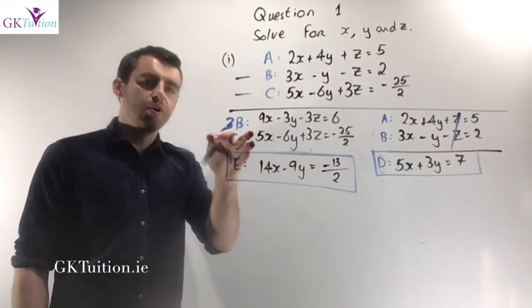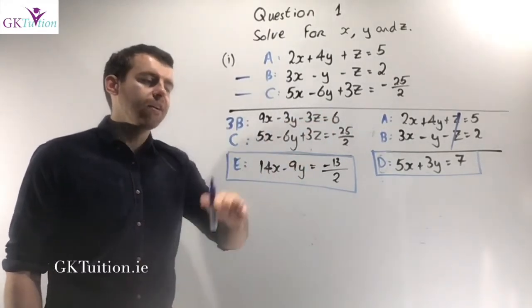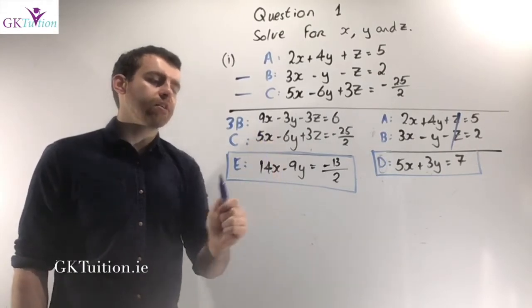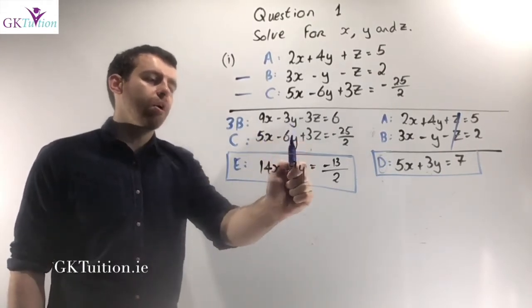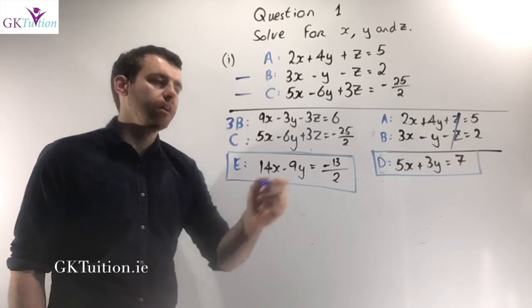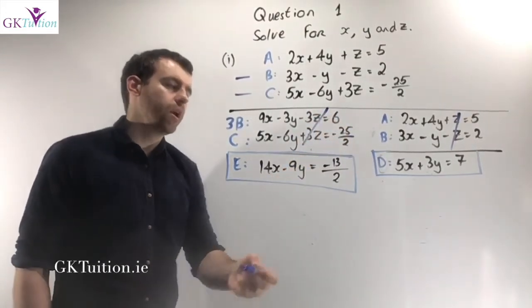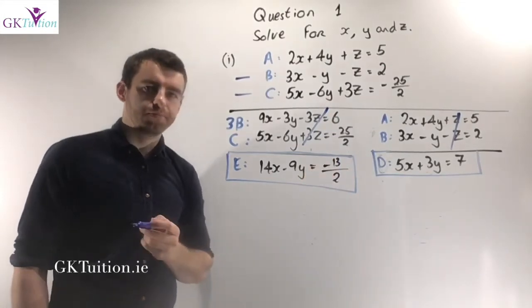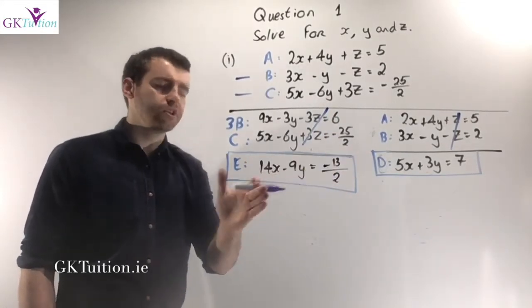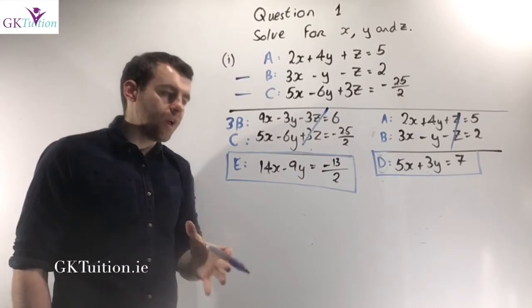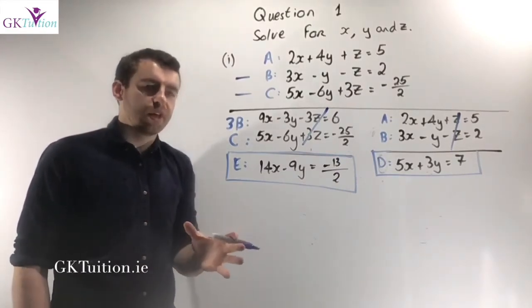And then I just rewrote my third equation and added them together. 9x and 5x is 14x, minus 3y minus 6y is minus 9y, my z's will cancel, and 6 minus 25 over 2 gives me minus 13 over 2. So now I have 2 equations with 2 unknowns. And now I'm right back to just junior cert simultaneous equations.